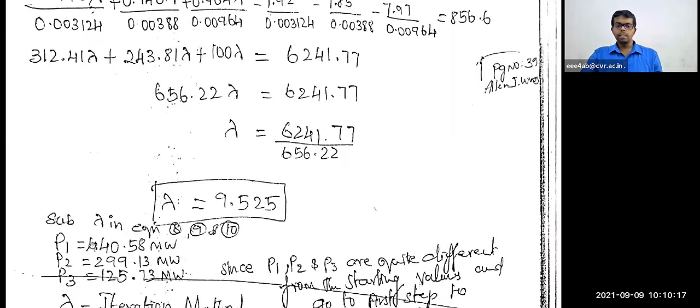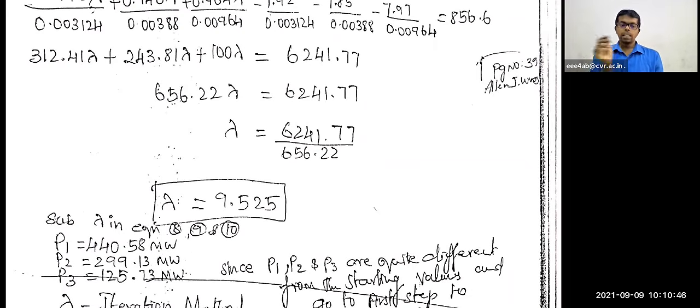If you take this value, it is deviating more. Why? Because we considered 400 megawatt here, 300 megawatt here, 150 megawatt here. It is coming like 440 megawatt instead of 400. Instead of 300, this is okay. Third generator, instead of 150, you are getting 125. This is more. But say for example, in the second iteration you are getting values near to these, then you can stop.